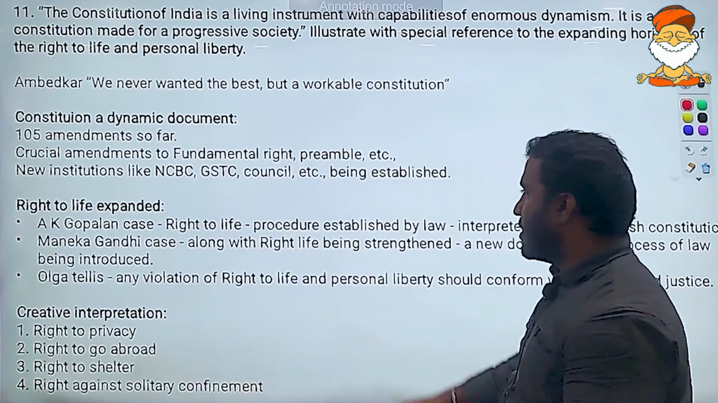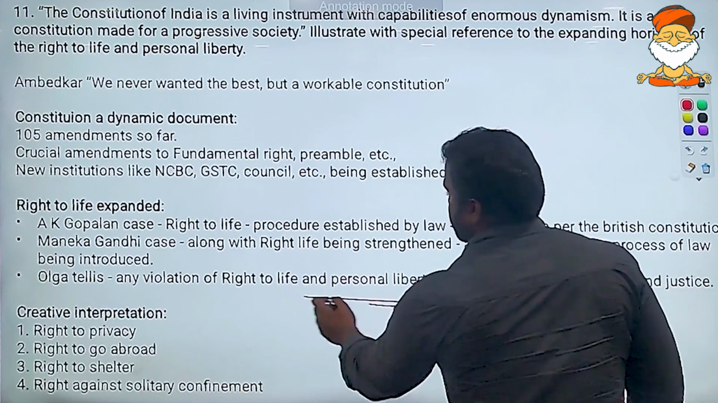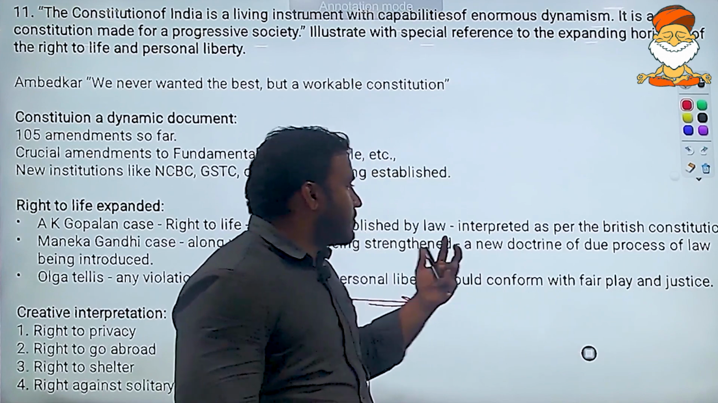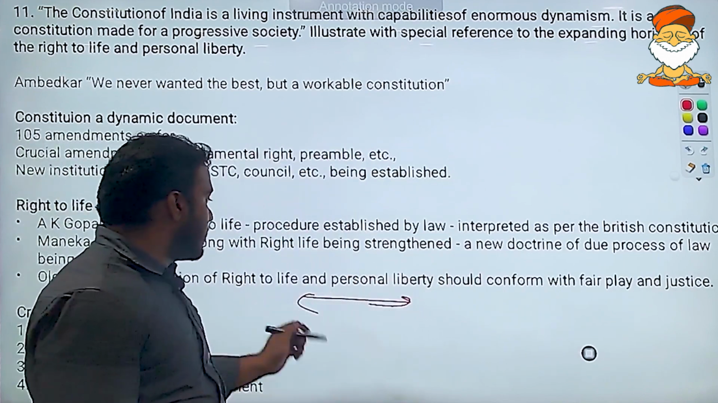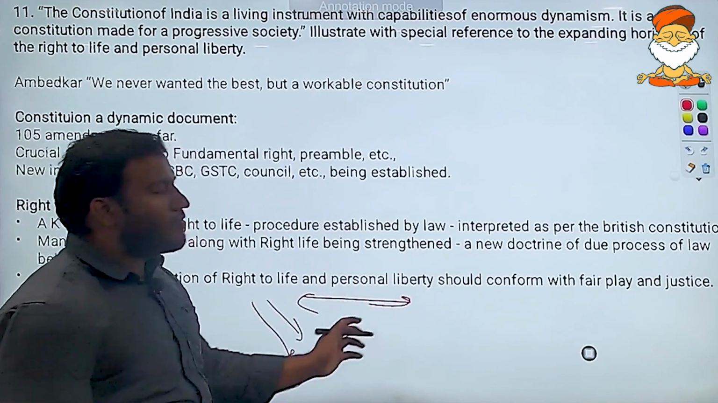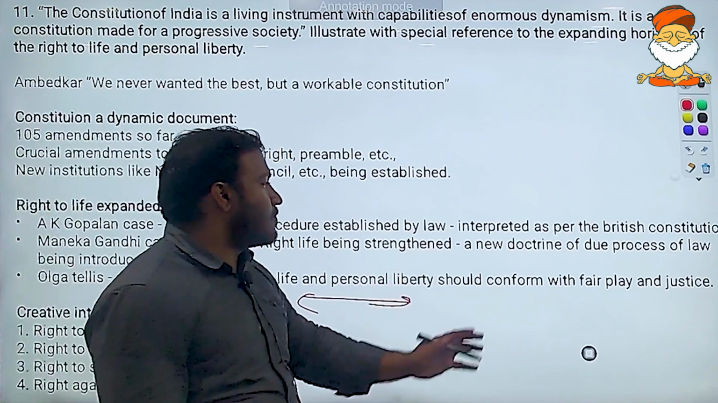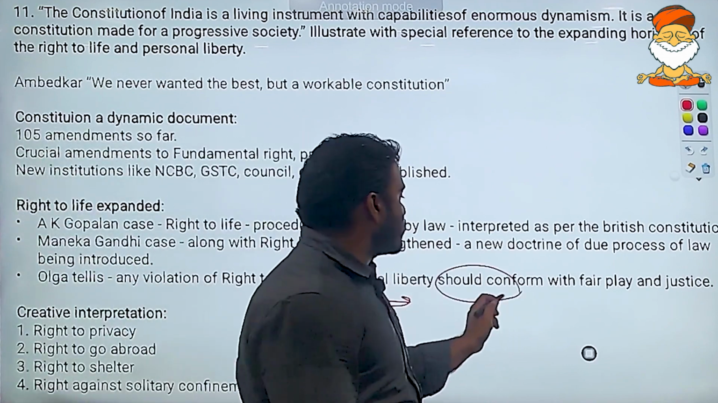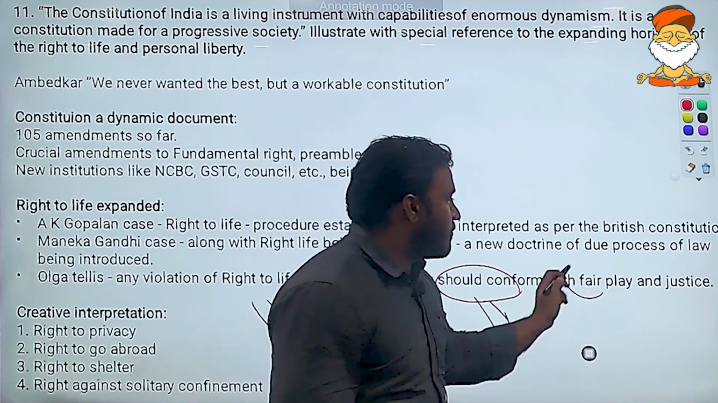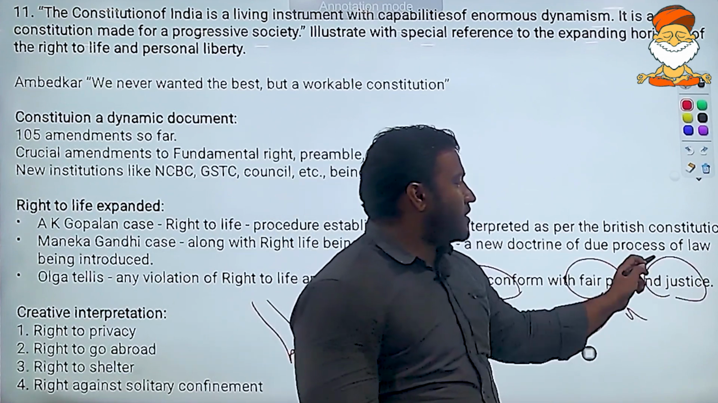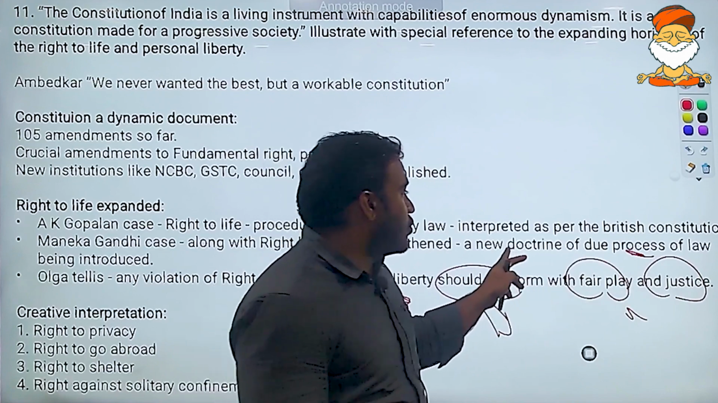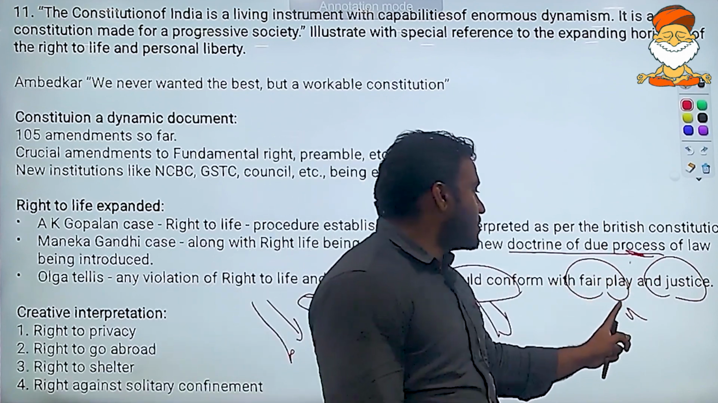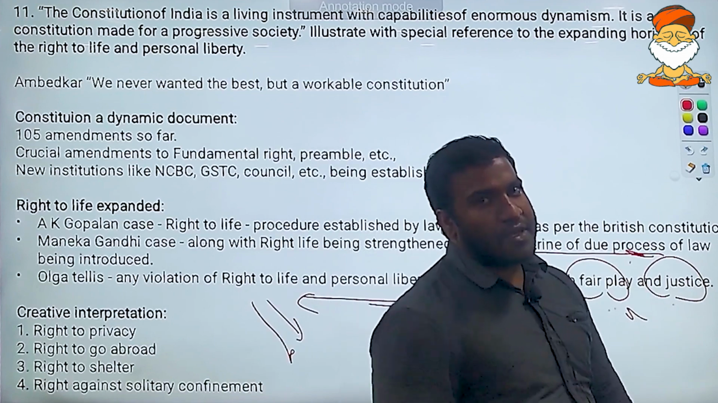And then in Olga Tellis's case, that is the Bombay pavement dwellers case. In Bombay, some pavement dwellers were there, some people were staying. So the Supreme Court said they also have the right to life, that is the right to have a proper shelter. So any encroachment on the right to life should go with fair play and justice. So ethicality, if the due process law is not specifically clarifying it, this is the ethicality, that is fair play and justice.